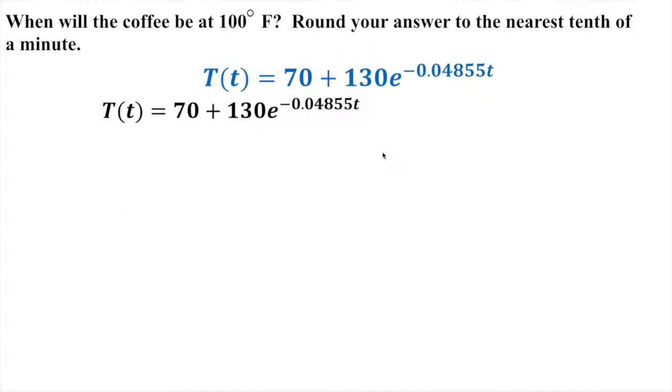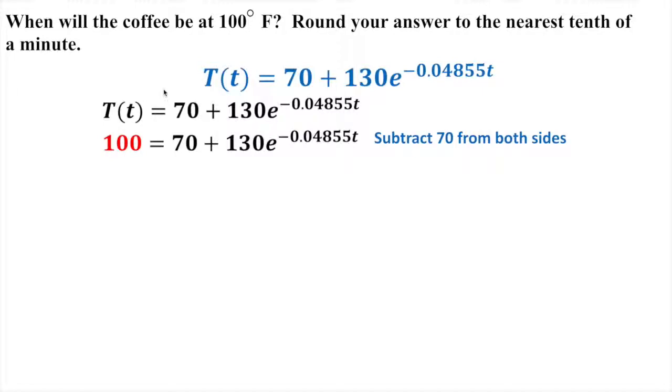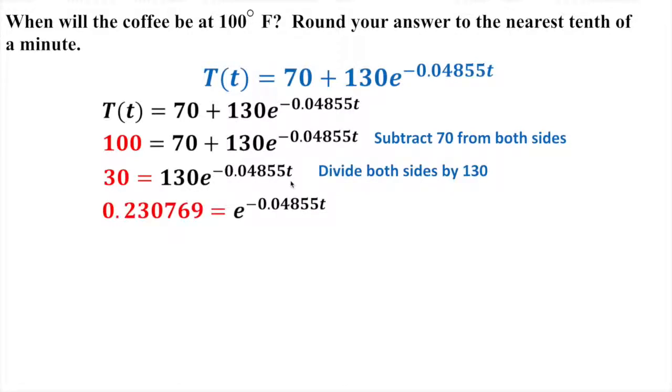All right, now when will the coffee reach 100 degrees? So we're going to solve this one for t now. But we know the ending temperature, this time it's not going to be 150 because it's going to be 100 and we're trying to find out how long it's going to take. So we're going to plug in 100 for that, and now all we have to do is solve this one for t. Again, I'm going to use the same process that we did before. I'm going to subtract 70 from both sides. That gives me 30. Next thing I need to do is get this e raised to this exponent all by itself. So I'm going to divide both sides by 130.